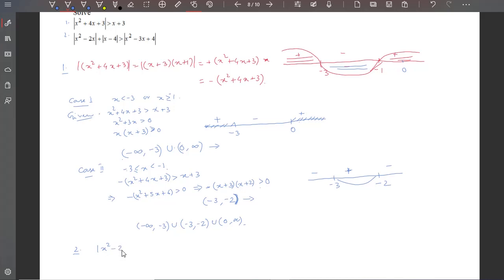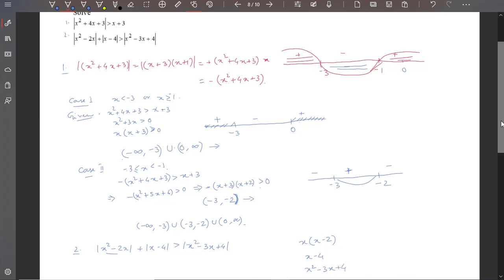x square minus 2x modulus plus x minus 4 modulus greater than x square minus 3x plus 4. There are three modulus. This one is x into x minus 2, the first one. The second one is x minus 4, and the third one is x square minus 3x plus 4.